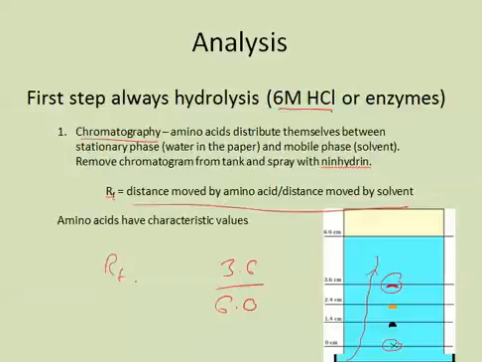I should have highlighted back here that the last step in looking at this paper chromatogram is spraying it with some sort of agent such as ninhydrin, so that you can actually expose where these seemingly colorless amino acids are.